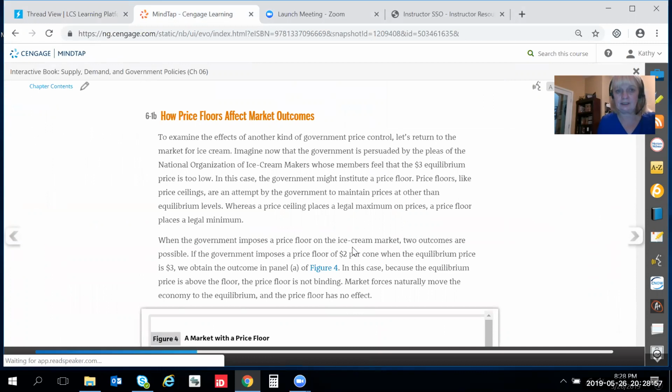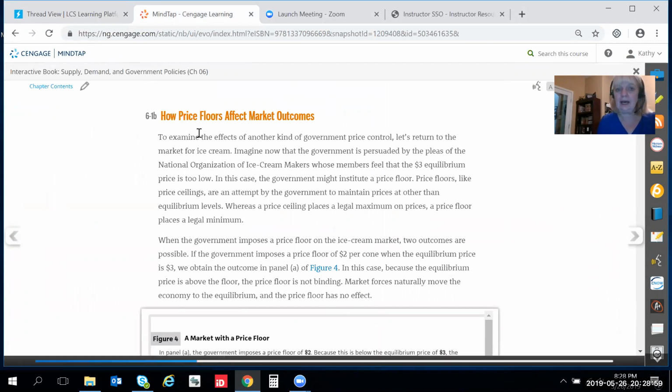Section 6-1B is how price floors affect market outcomes. Of course, a minimum wage is a price floor. It doesn't let the price, the wage, fall below a certain level. That makes it a price floor.